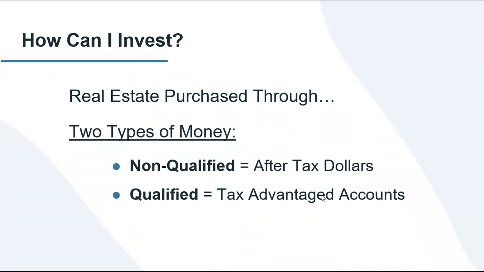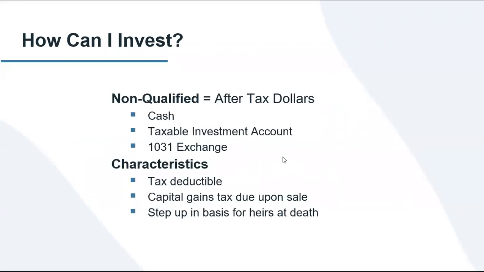Let's talk about what type of money is used to invest in real estate. So there are two buckets of money when it comes to dollars, and this is more on the investments in the investment world. We call it non-qualified and qualified dollars. So non-qualified dollars are called after-tax dollars, meaning you've already paid income tax on those dollars. Qualified dollars are tax advantaged accounts. So things like IRAs, 401ks, you haven't paid tax on the principal.